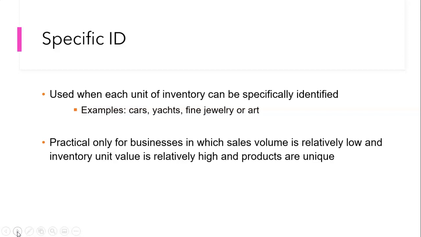We're not going to really talk a whole lot about how to do this because if it's identified specifically, it's pretty straightforward. All the costs that went with that exact item are right there. You know, we can just put them into the journal entry.